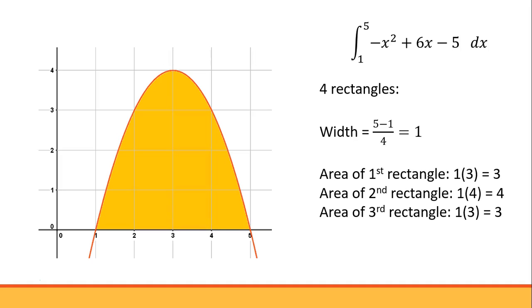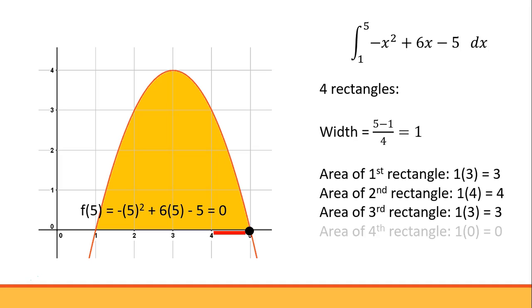Now when we get down to the last one, this is a little strange looking. Here's our last rectangle. It has to have a width of 1. Its rightmost endpoint is at 5, but what's its height? Remember, we're going up from that rightmost endpoint to the parabola, and when we do that, we find that the height of that last rectangle is 0. So we really don't have a rectangle there. But we can still figure out its area, which is 1 times its height, which is 0, or 0.